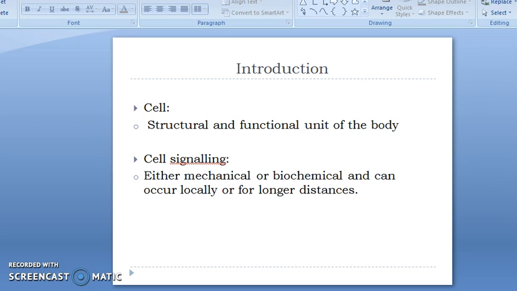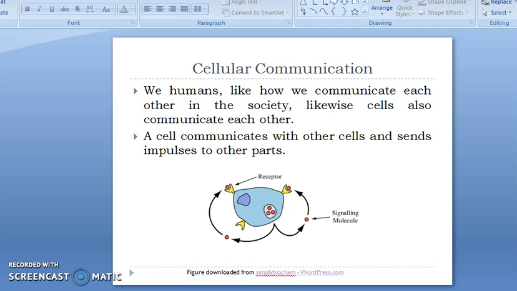Coming to the introduction part, the cell, as already mentioned, is the structural and functional unit of the body. Coming to cell signaling, signaling is considered either a mechanical or a biochemical response, and can occur locally or over long distances. Just as we humans communicate with each other in society, cells also communicate with each other. A cell communicates with other cells and sends impulses to other parts.